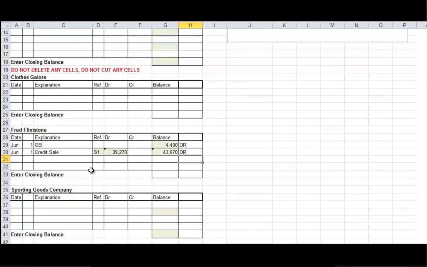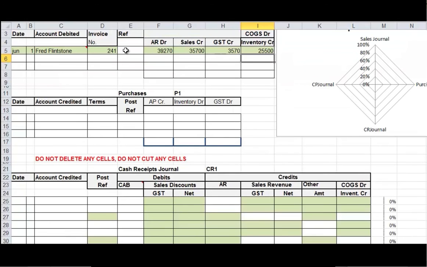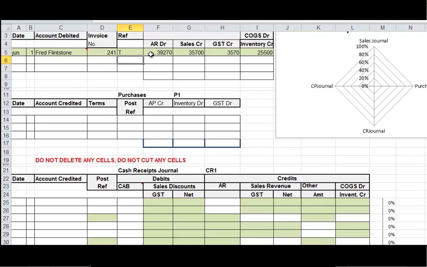So now let's go back to the special journal and we go to the reference column, and here I'm going to put in a T. Now that T is computer talk for a tick. Before computers came along, this would have been a manual record, and we would have put a tick in that column to indicate we've posted this to the subsidiary ledger account of Fred Flintstone. But that T means that's what we've done. That's just like putting a tick. This process of taking the $39,270 and putting it in the subsidiary ledger is what we call posting.